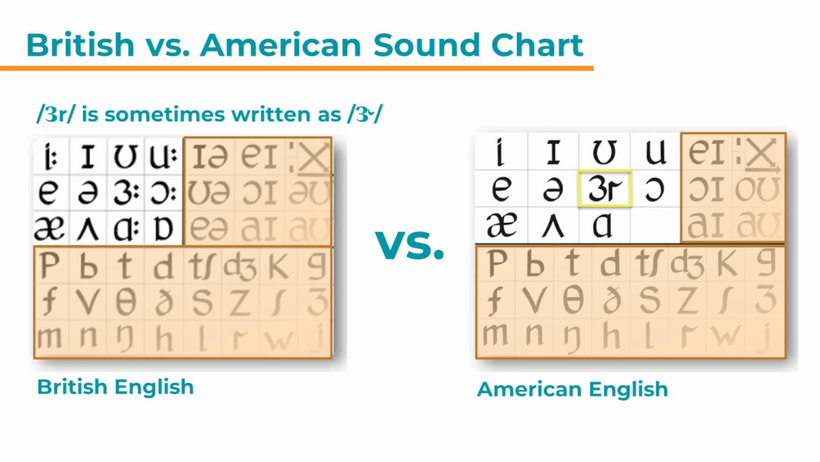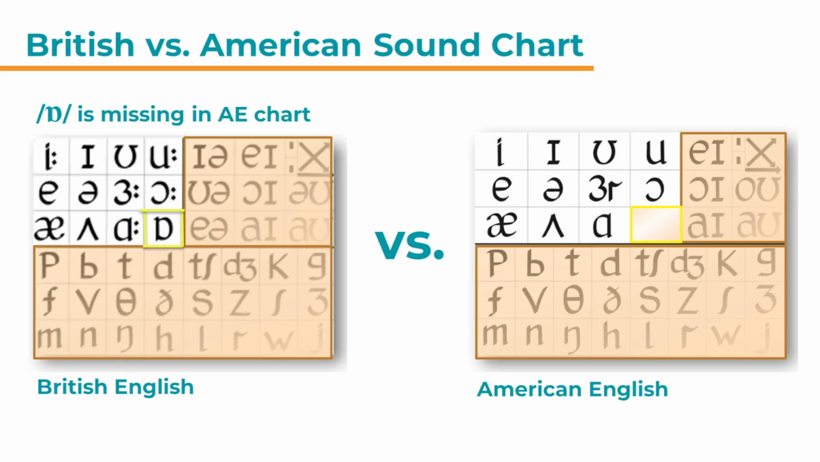Now sometimes this sound symbol looks a little bit different. It's also written as a 3 with this little tail, and that's really kind of like the R has been integrated into the 3. So you might see either of the two, but they refer to the same sound.